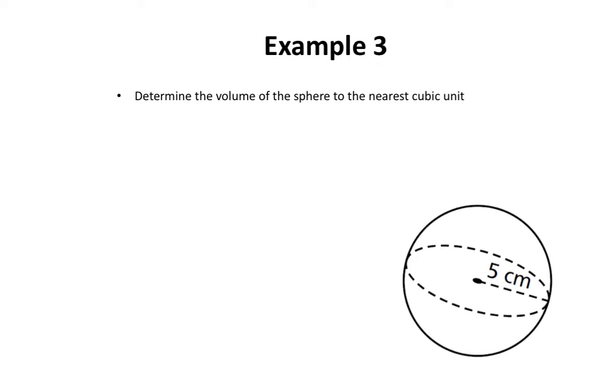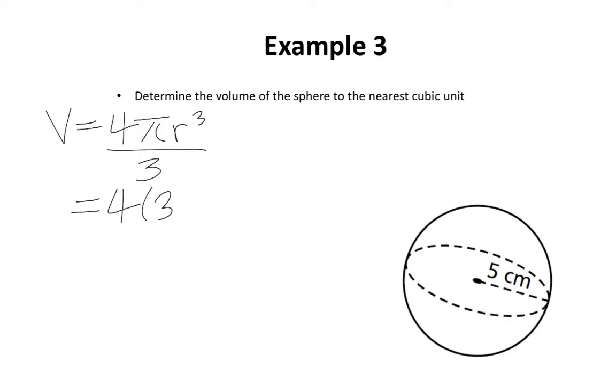In our third example, we want to determine the volume of a sphere to the nearest cubic unit. As you can see, we've been provided a diagram and we are told that the radius of the sphere is 5 centimeters. So let's begin by rewriting the equation for the volume of a sphere, which is 4 multiplied by pi multiplied by r cubed divided by 3. Next, let's substitute in our known values. So the 4 stays the same. Pi is 3.14. R is 5. And that is going to be cubed. And that is going to be divided by 3 afterwards.